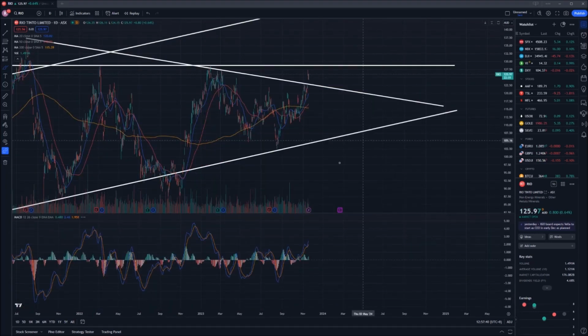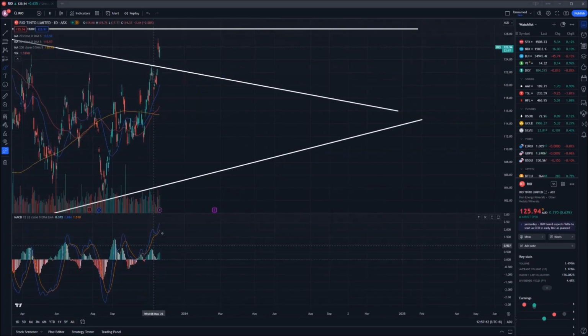MACD, let's take a look at this one now. MACD not looking too shabby. Recently a rejection of the 12-day EMA on the 26-day EMA. Moving back upwards again, that is a positive sign, and of course is being driven by this nice uptrend we are seeing over here.